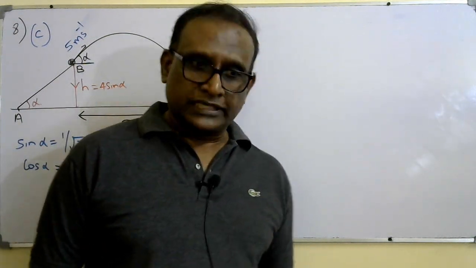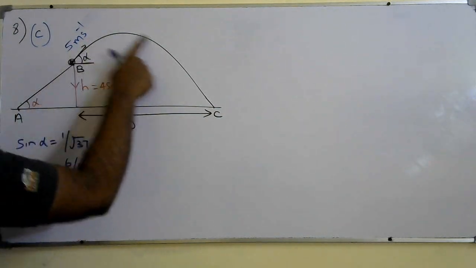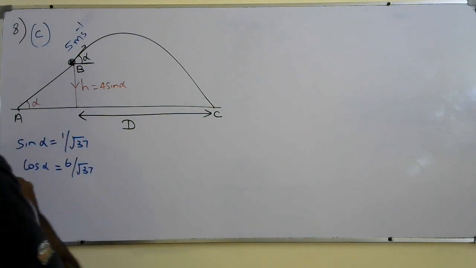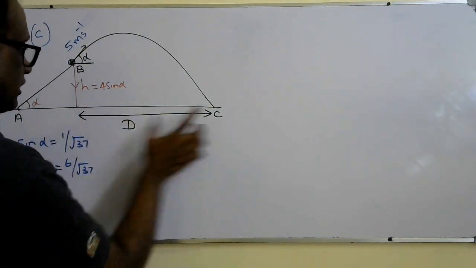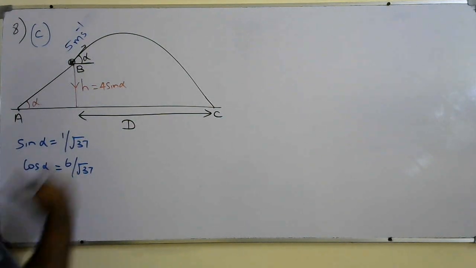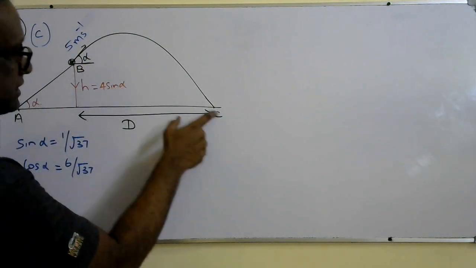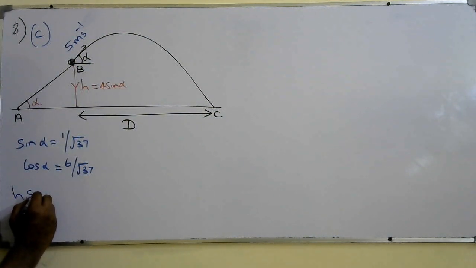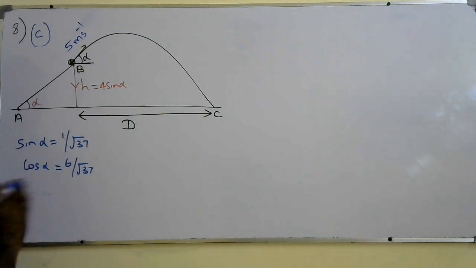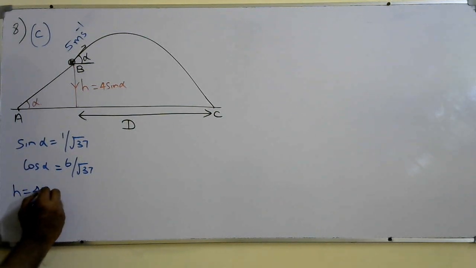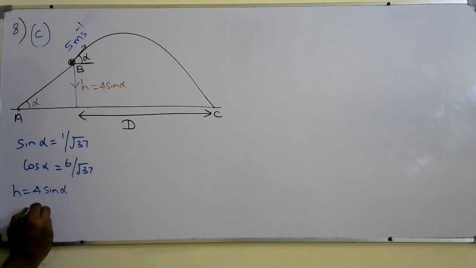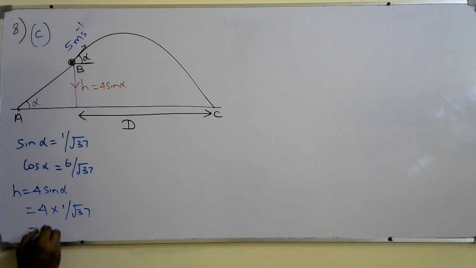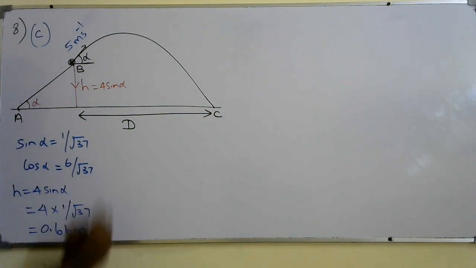It's going to follow a projectile motion. Finally it's hitting the ground at point C, meaning C and A are along the same line. We need to find the horizontal distance from B to C, the distance d. The height it is going to fall from B to C, C is at ground level, is h equal to 4 sine alpha, that is 4 into 1 over square root of 37, which is 0.66 meters.